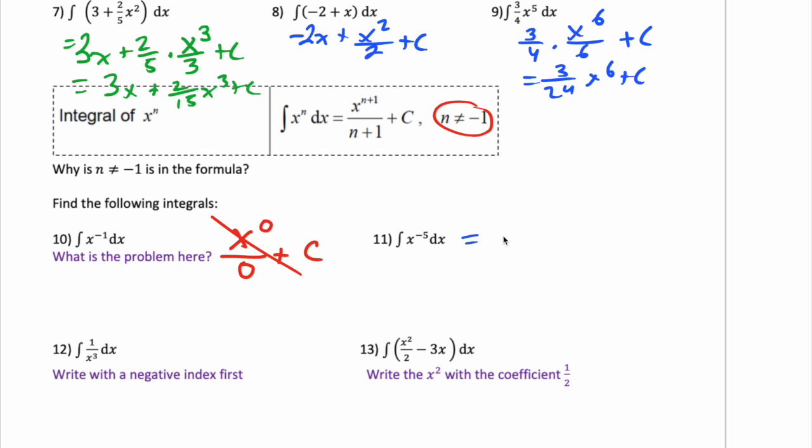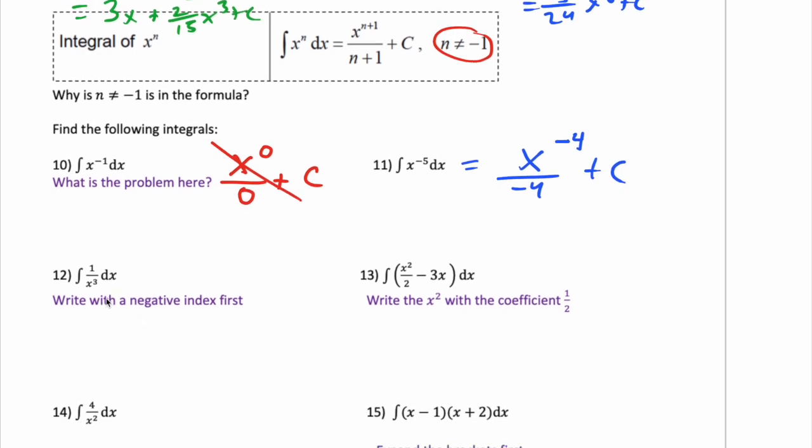Here, this one you can do because it's not -1. You can just increase. Now, be careful with negatives. That's negative. You got to increase it. It becomes -4, plus c. And over here, let's rewrite it first as x to the power of -3. And then we increase the exponent by 1 and divide by that new exponent.